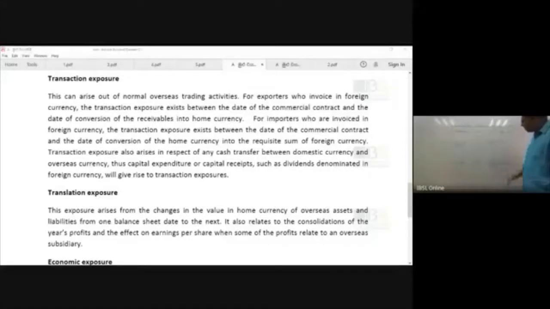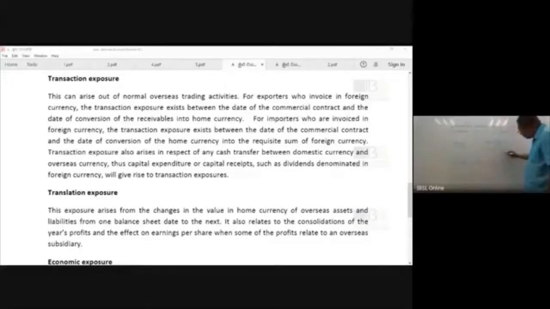So the beneficiary will try to perform according to the letter of credit. In a letter of credit, there are lots of terms and conditions, and a lot of documents will be required under different fields. So he has to make sure that all the documents required by the issuing bank on behalf of the applicant are fulfilled, and the terms and conditions stated in the letter of credit are complied with.